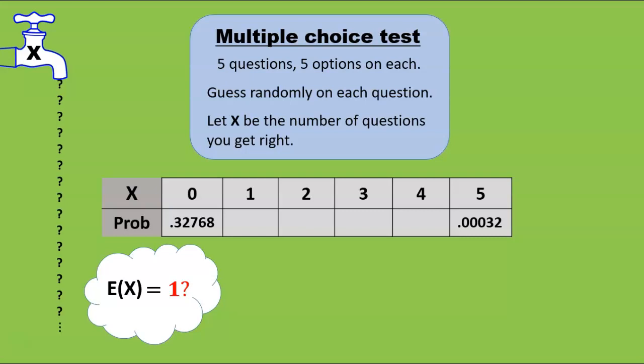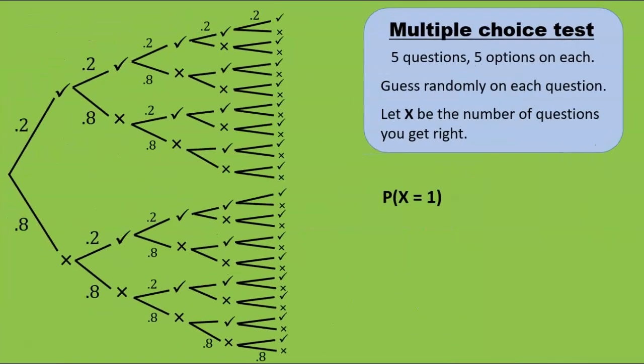For our next entry, we'll find the probability that x is 1. This is slightly trickier to compute, since there are several paths through the tree leading to the outcome in which we're interested. Here's one. We get the first question right, but miss the others. The probability of going down that particular path is 0.2 times 0.8 to the 4th. Here's another. We could get the second question right, but miss the others. What's the probability of going down that path? It's the same as the other one. We get 1 factor of 0.2 for the one time we went up, and 4 factors of 0.8 for the 4 times we went down.